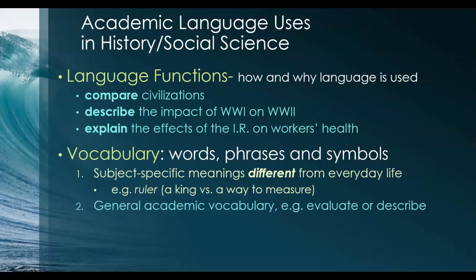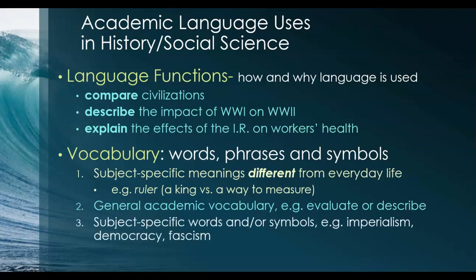To help them learn, there's also general academic vocabulary, such as evaluate or describe. Many subjects use these types of words, but they are more academic. And then subject-specific words or symbols, such as imperialism, democracy, and fascism. These are very important words that are needed to understand history and social sciences. They can also be used in math, for example, in a word problem, but they're not as necessary in math as they are in history and social sciences.